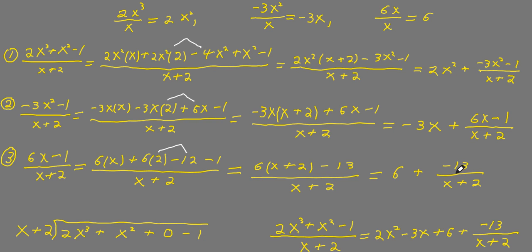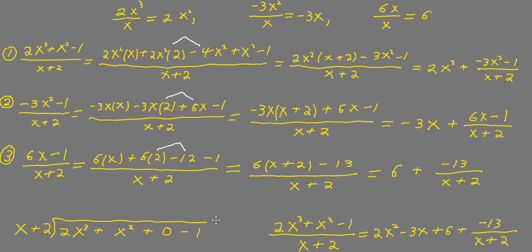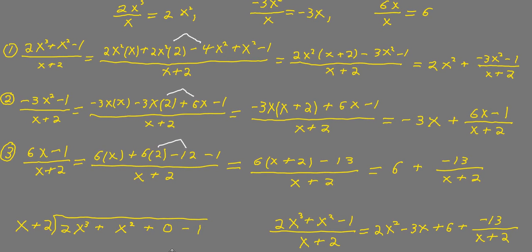Since the degree of this is less than the degree of this, the procedure ends here, and the minus 13 is the remainder. So if I collect all those terms, here's the original fraction over here, and that's equal to this.